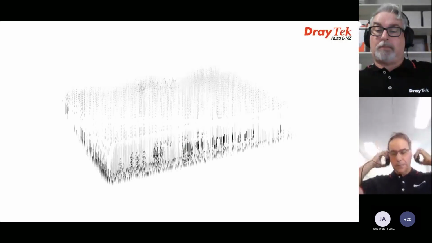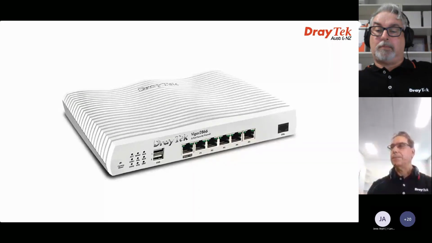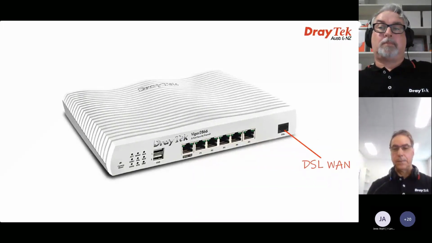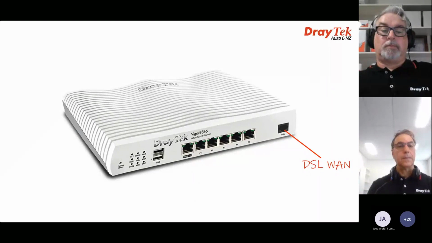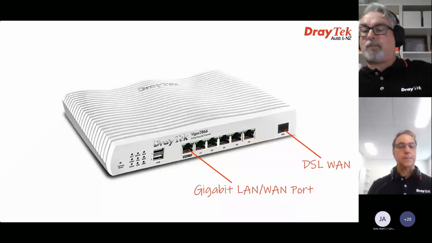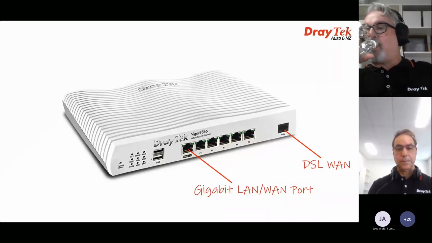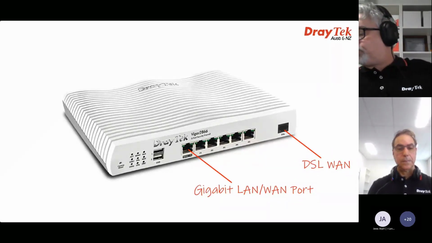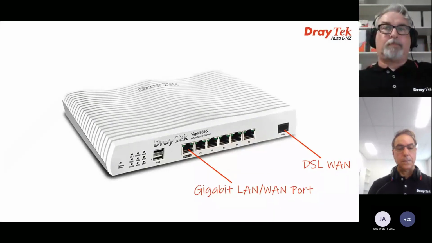Let's take a look. First up, we have the Vigor 2866. This one has no Wi-Fi, but has all of the other features, including a DSL WAN port, which can be connected to G-Fast, VDSL, VDSL2, or even ADSL. A switchable gigabit Ethernet WAN port, which can be connected to any type of internet connection requiring one of those. If you don't need it for an internet connection, it can alternatively be configured as an extra LAN port.